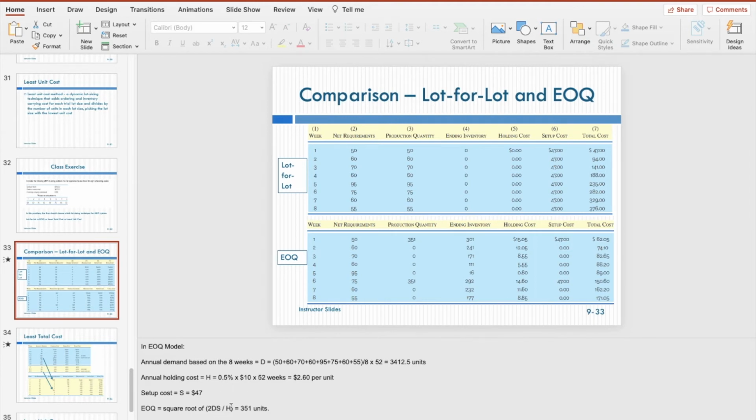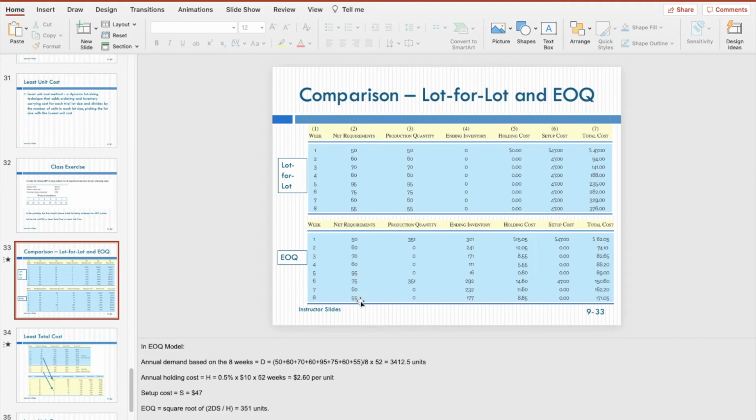After you plug in all the numbers, you will get 351 units. That's why here you see each time you order 351 units. So here I already described the whole procedure of how we calculate the EOQ amount. Now after you get the 351, let's start to deal with this table. First of all, from week 1 to week 8, the net requirement is still there.